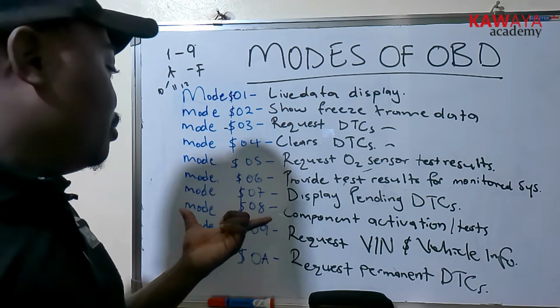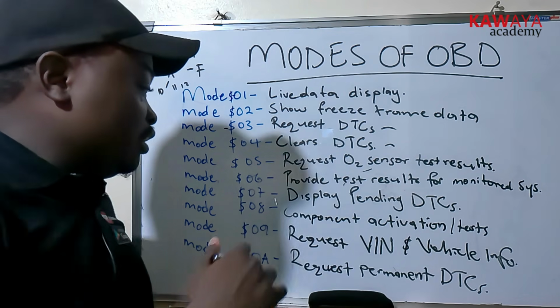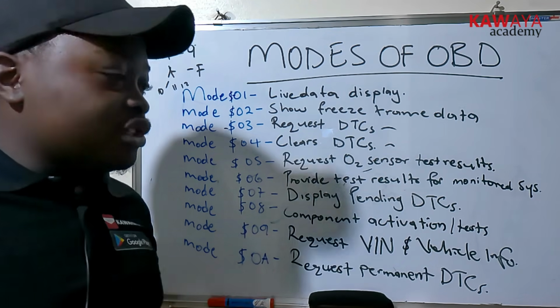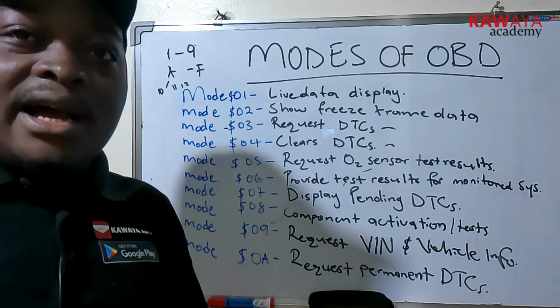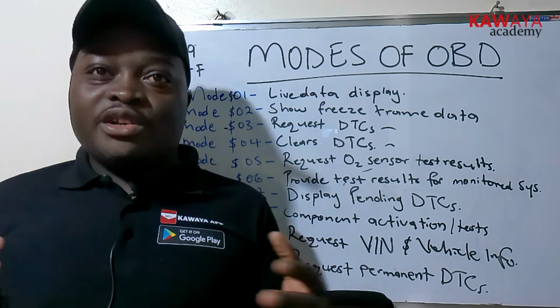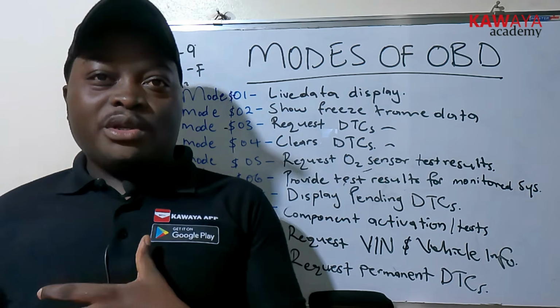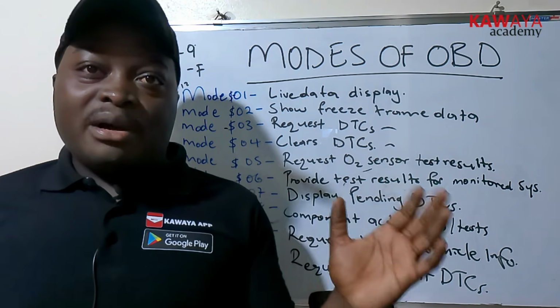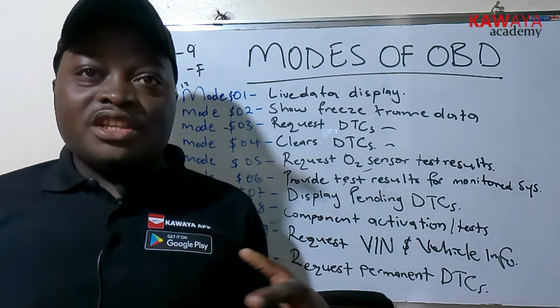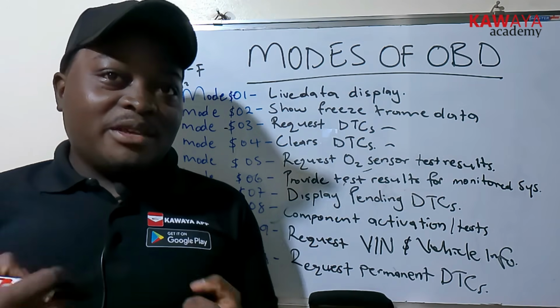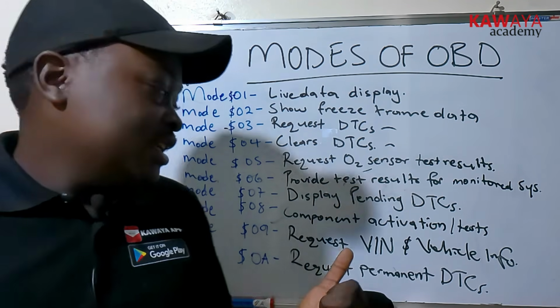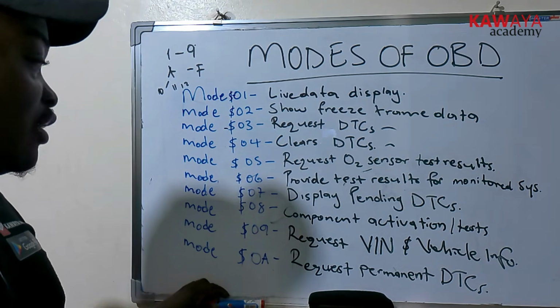Okay, we have mode 8, which is component activation. This component activation is used to test different components. For example, you can test starting the car, you can test opening windows, you can test the fuel pump, if it is working, just by using your OBD machine. So that's what we call component activation.